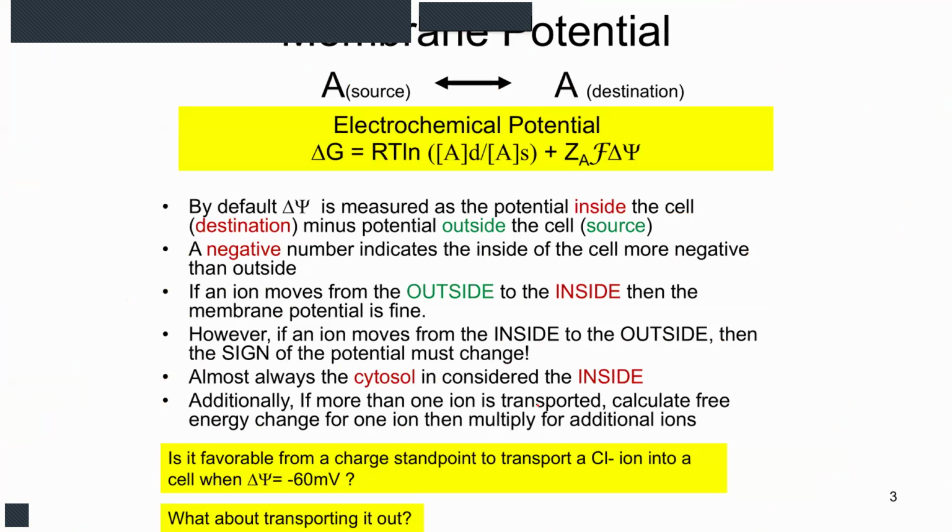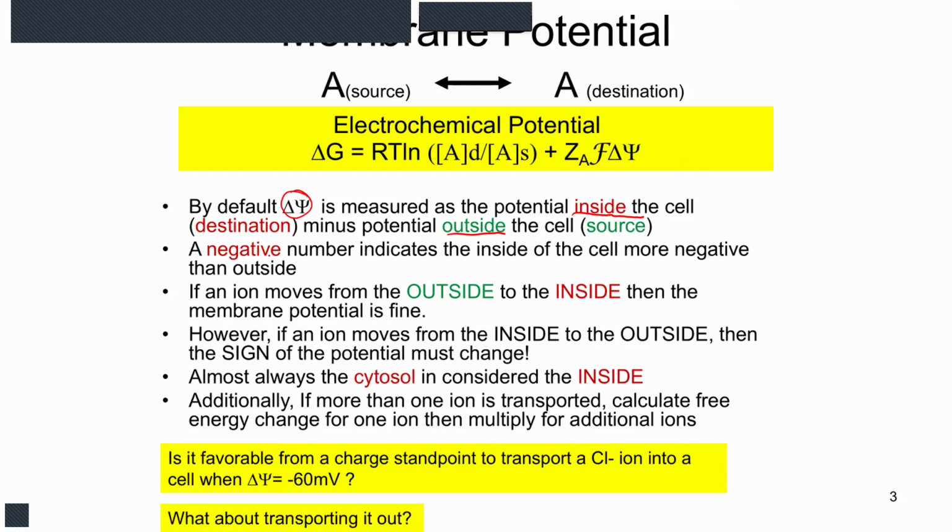Now, this is an example of how that plays out, and some important things to know about this membrane potential. By default, delta psi is measured as the potential inside minus outside. So this delta psi value is based on that. What's important to notice about the delta psi value that you would be provided with in a question is that it can be a negative 54. It can be a positive value.